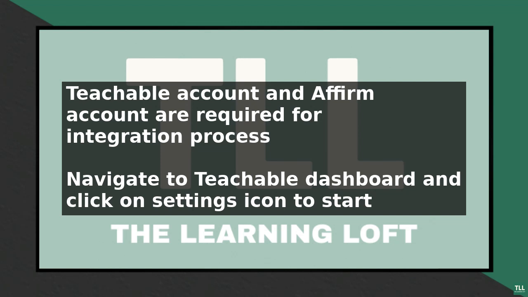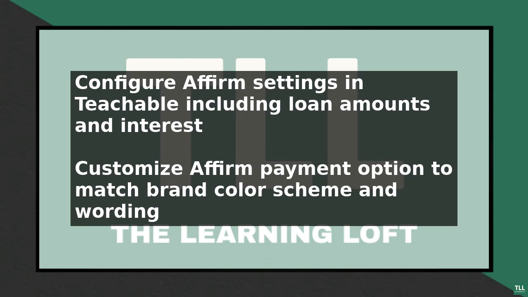You will be prompted to enter your Affirm API keys, which can be found in your Affirm dashboard. Copy and paste the API keys into the corresponding fields in Teachable and click Save. Next, configure your Affirm settings in Teachable. This includes setting the minimum and maximum loan amounts, as well as the interest rates and repayment terms. You can also customize the Affirm payment option to match your brand, including the color scheme and wording.